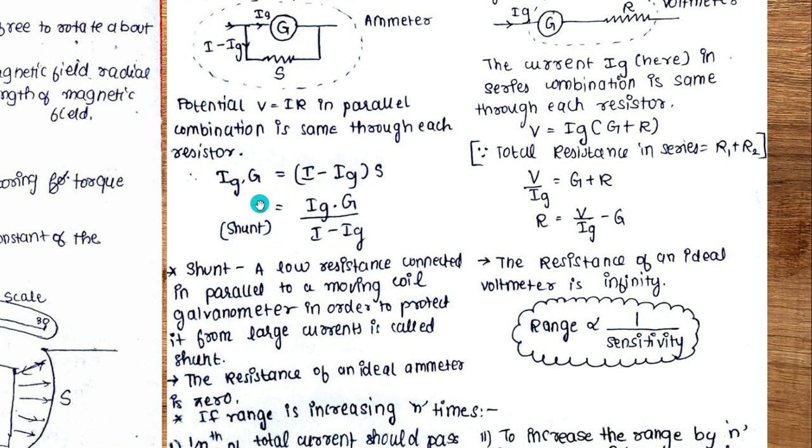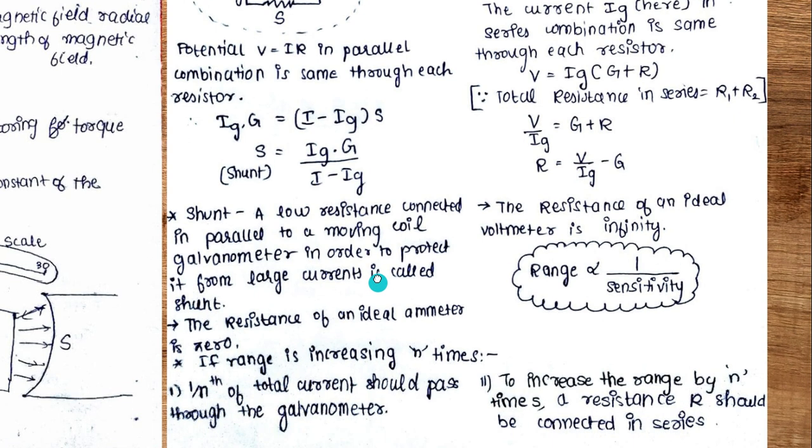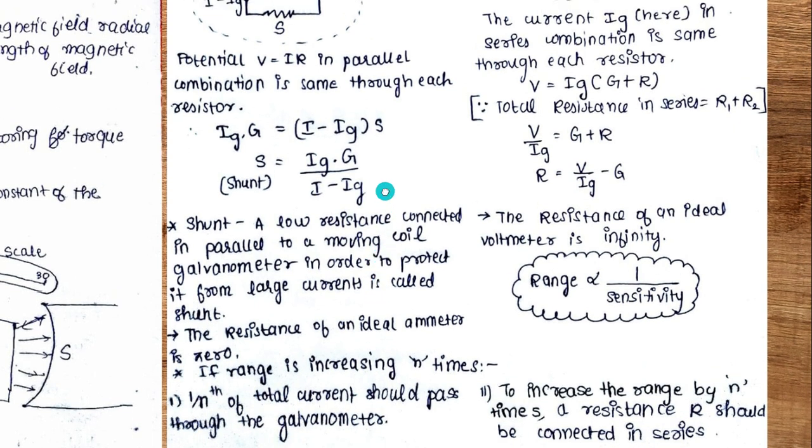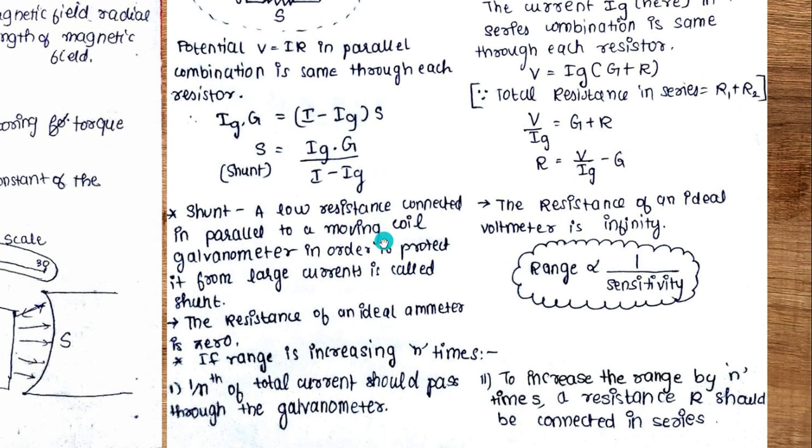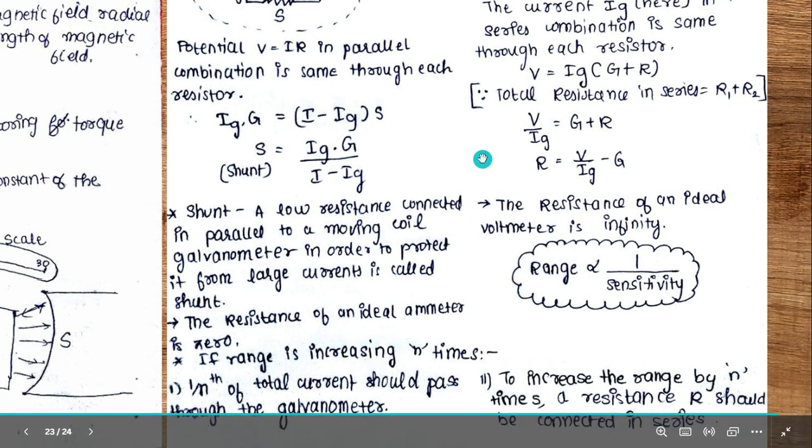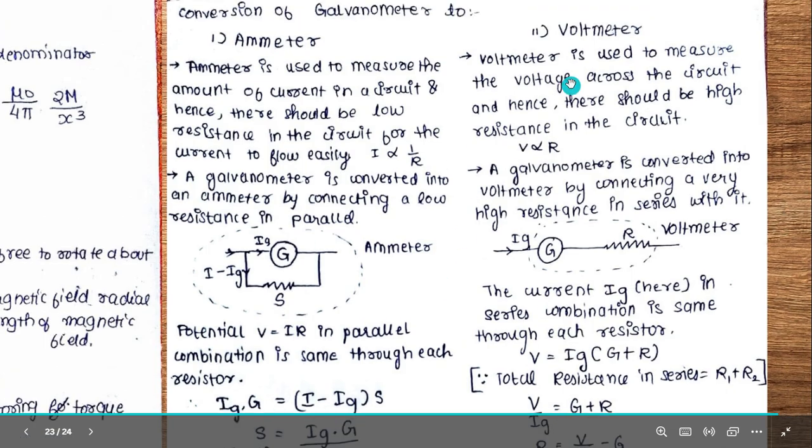So the formula for this shunt can be derived by this, that is Ig into G by I minus G. Now what is the resistance of an ideal ammeter? If I consider an ideal ammeter, its resistance is 0 because there is full flow of electric current. Now if the range is increasing by n times, this we will see after studying the voltmeter as well.